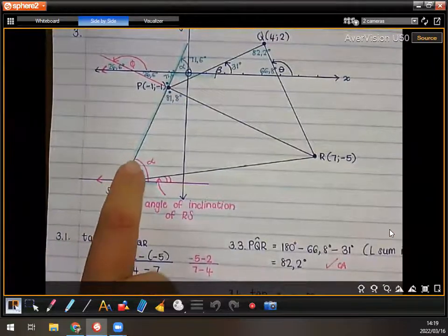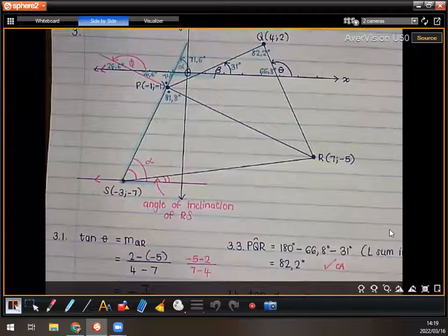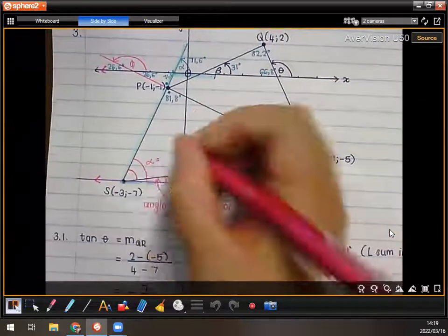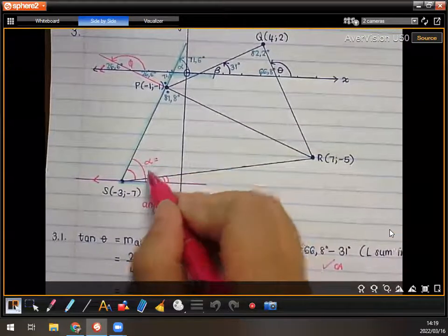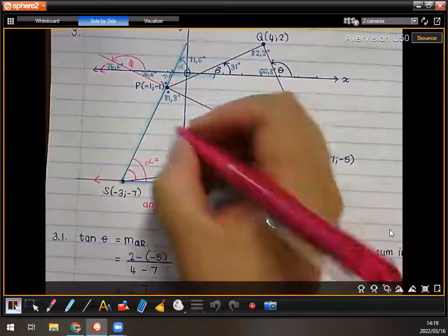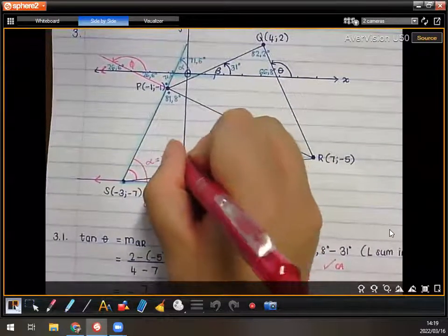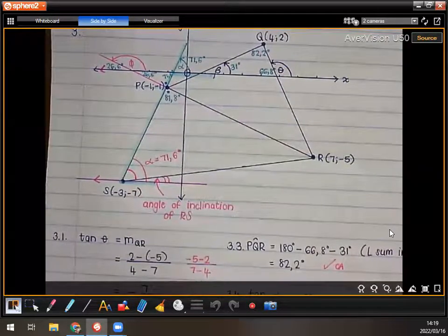So guys, we actually have that big angle there, that alpha. We know that that big angle, the whole angle here, which consists of these two parts, is equal to 71.6 degrees. Okay, we calculated that earlier.